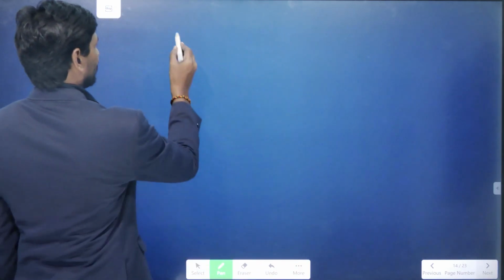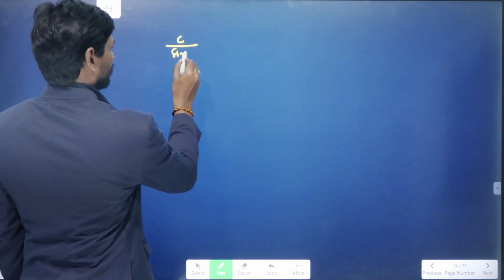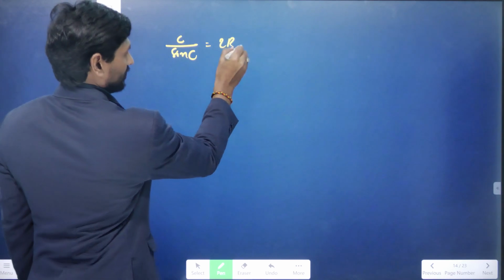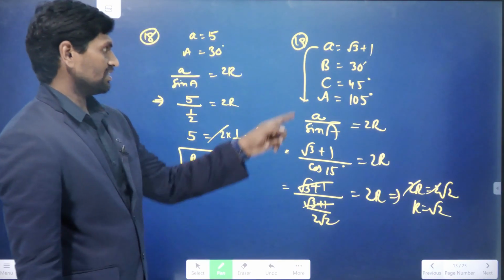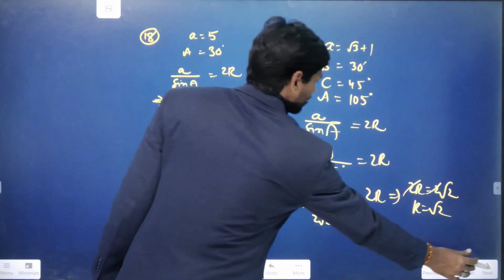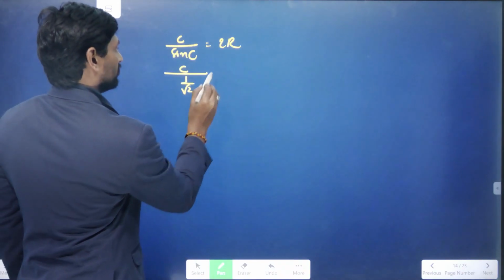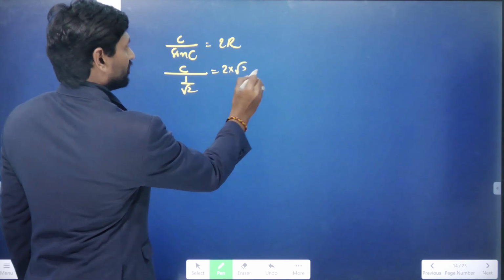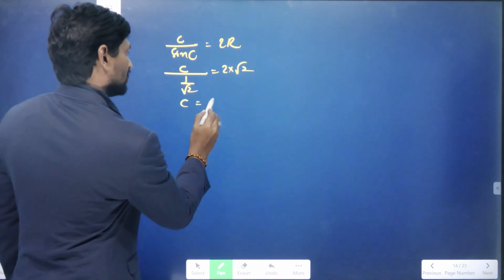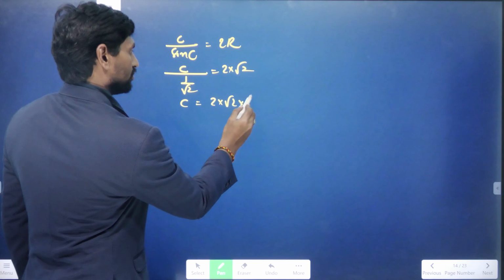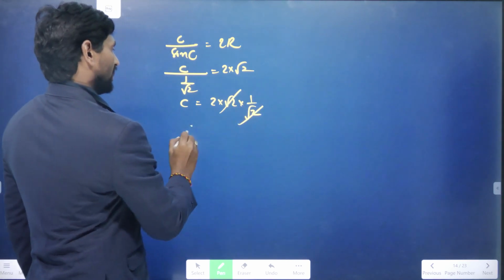Now we need to find the side c. So c by sine C is equal to 2R. Sine C value, angle C is 45 degrees. Small c value we should find. c by sine 45 degrees, 1 by root 2, is equal to 2 into the R value, we got root 2. So c is equal to 2 into root 2 into 1 by root 2. Root 2 and root 2 cancel, c value is 2.